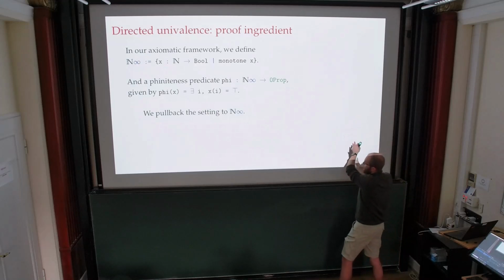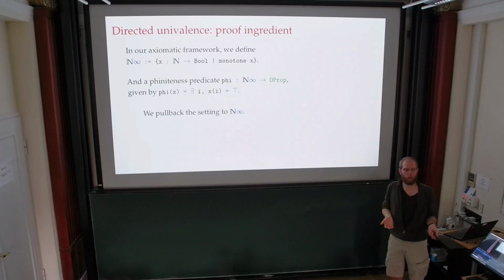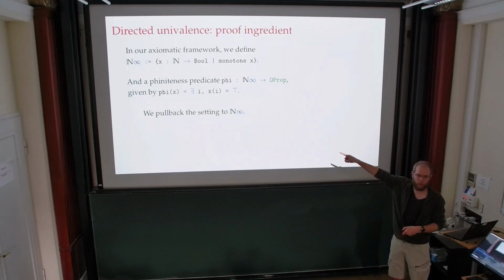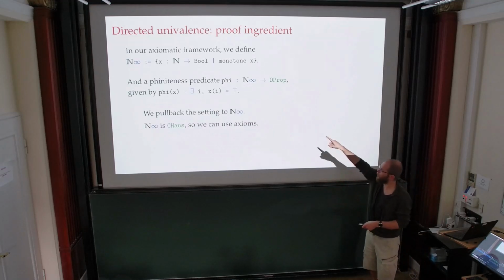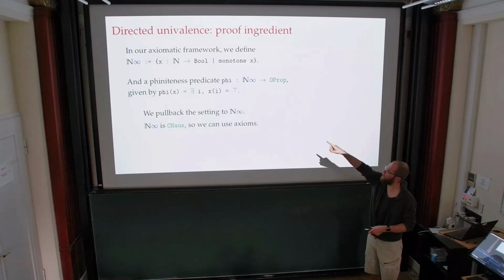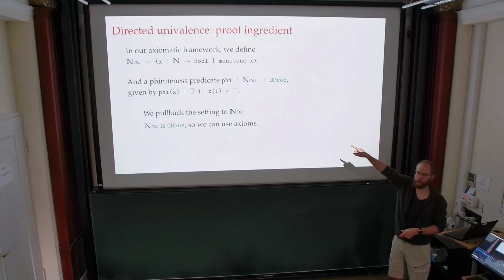So we can pull back our entire setting to n infinity, and what is the benefit of that? Well, O prop is a really nasty type to work with somehow because it doesn't fit into our axiomatic setup. It's not CHaus, it's not ODisc, it's just a universe of open propositions. But n infinity we can prove is CHaus. And why is that? Well, bool is finite, so it's both CHaus and ODisc. And so now we use the pi axiom to see that maps from n to bool are going to be CHaus.